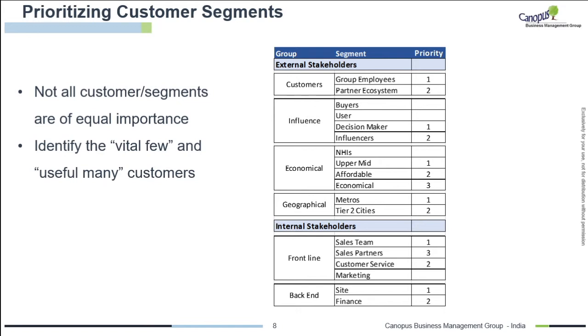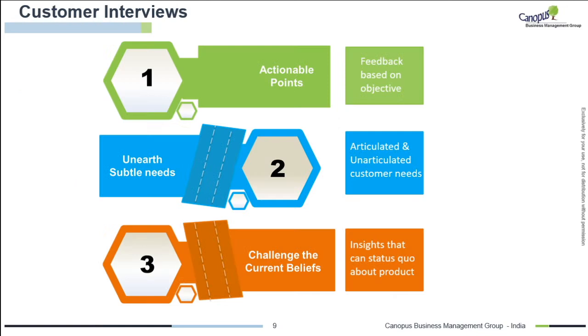So the ones here are the ones where we thought the highest priority should be, 2s would be the next, and 3s would be the last. So moving further, we would now go and interview those customers, or we would try to gain insights from the customers by using other means, not necessarily interviews.